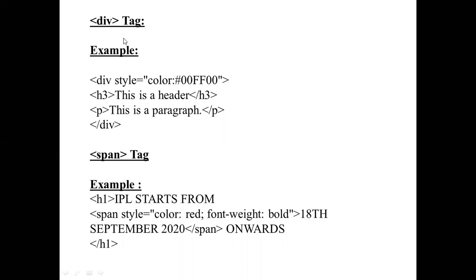The difference between div tag and span tag is that the div tag is the block container, where we apply style to a particular block in the code. The span tag means we apply style to the line, that is, it is the inline container.